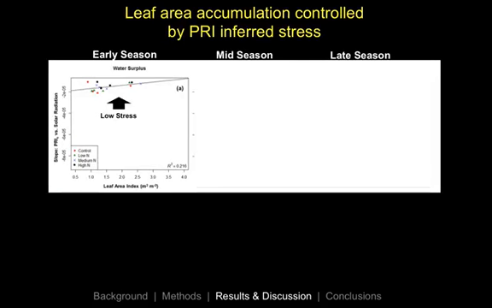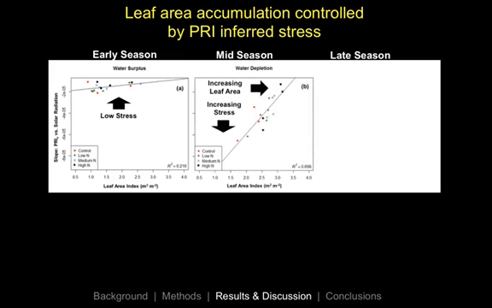So now that we've observed that PRI does seem to track environmental conditions on the diurnal and seasonal time step, we asked the question if using PRI as an indicator of stress could give us an idea of leaf area accumulation throughout the season. So if we start here in the early season with LAI measurements on the x-axis and the slope of PRI-C versus solar radiation on the y-axis, we don't see a very tight correlation. And this, of course, is, I think, primarily due to the fact that we have low LAIs at this time of the season and low stress.